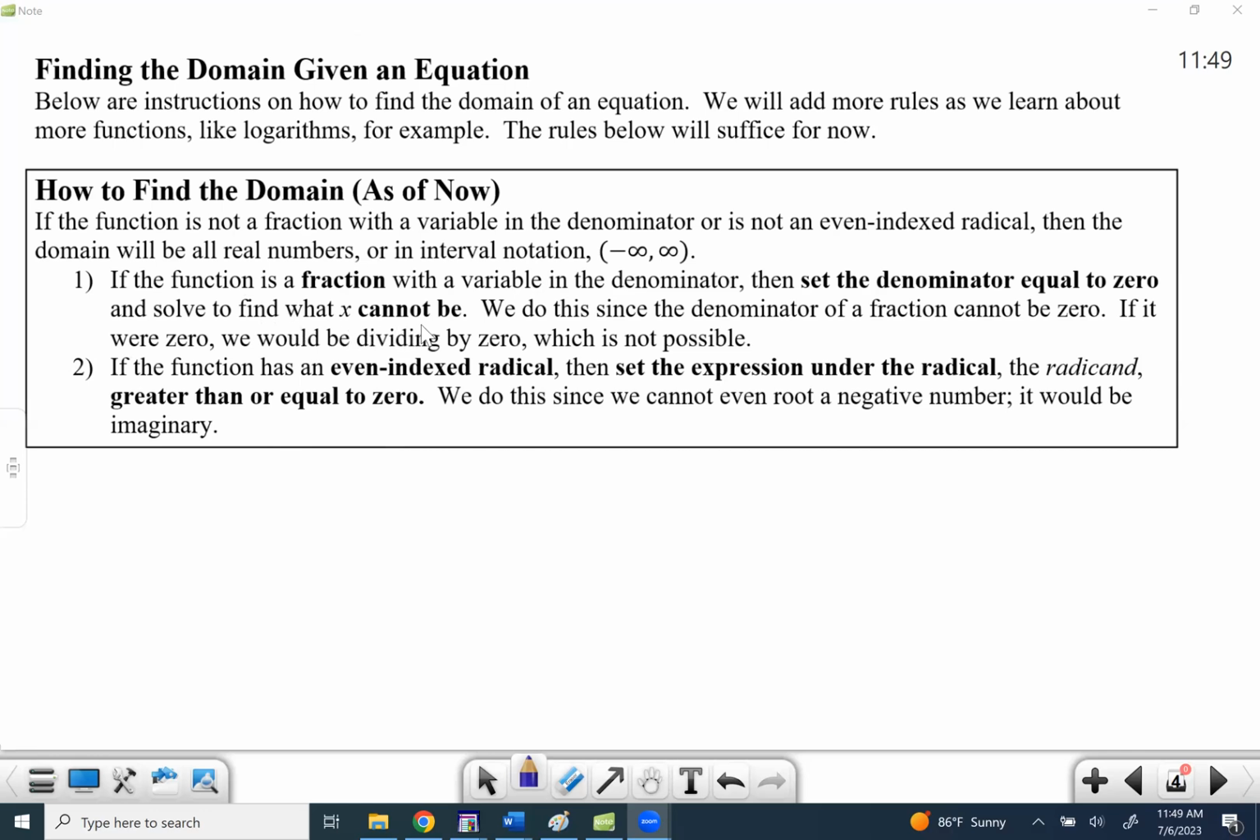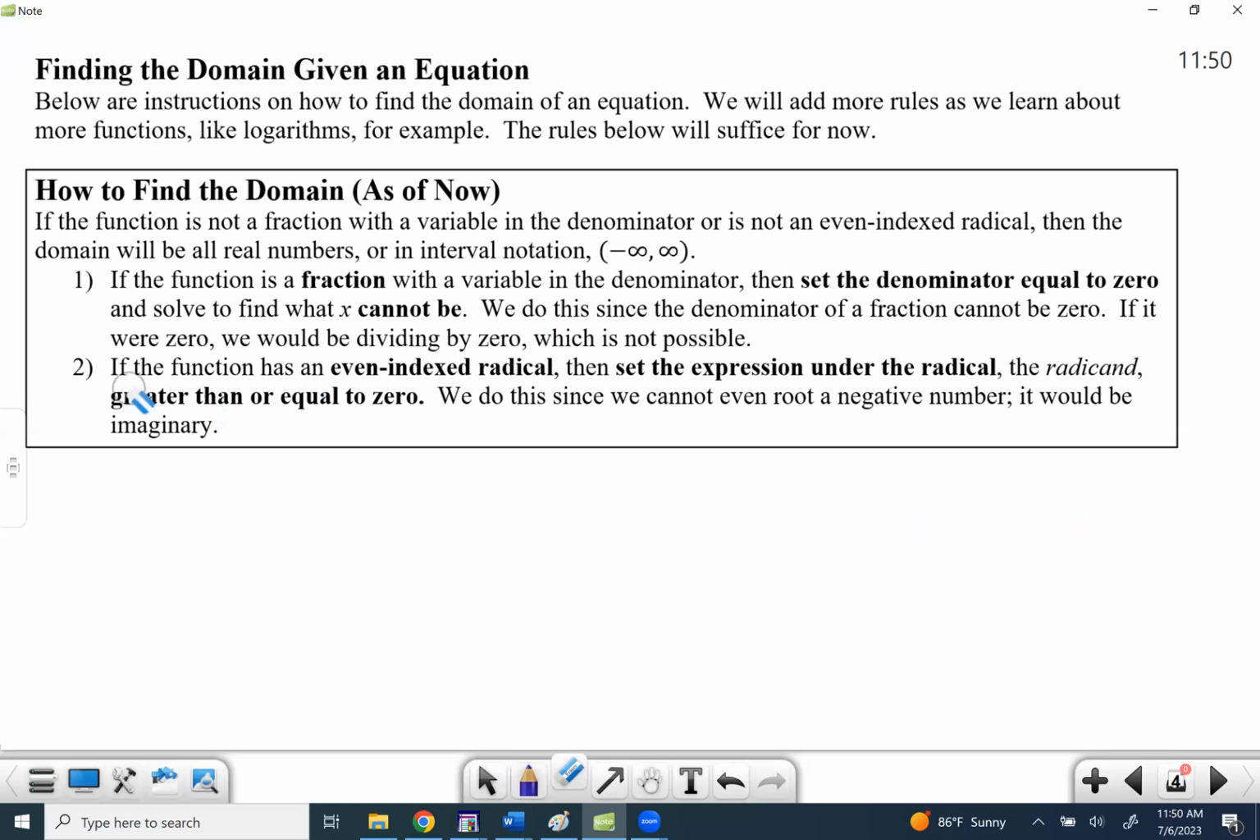Now, why do we do this? Well, we can't divide by 0 in math. Every time there's a 0 in the denominator, like we did earlier, this is undefined. You cannot divide by 0. So you're setting the bottom equal to 0 to find out what values will make it 0, and you're saying that's what it can't be.